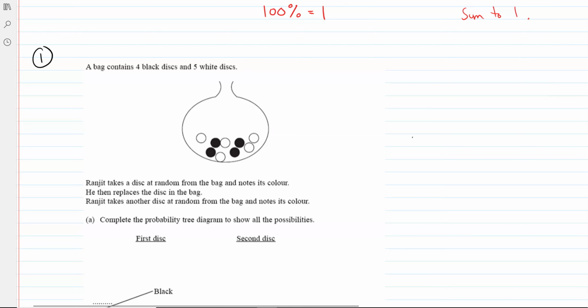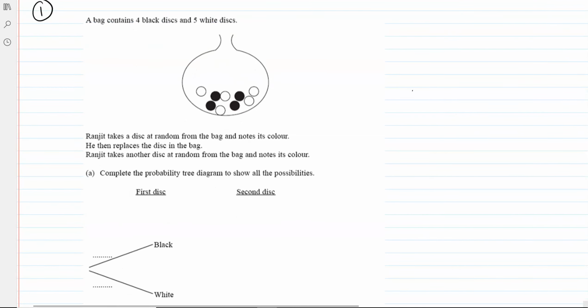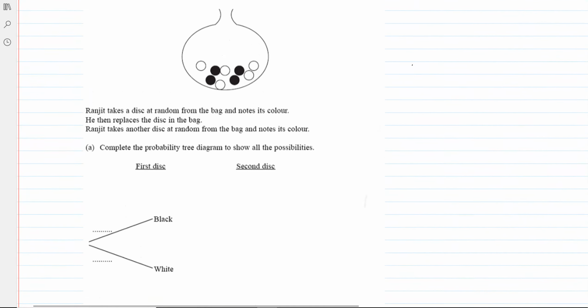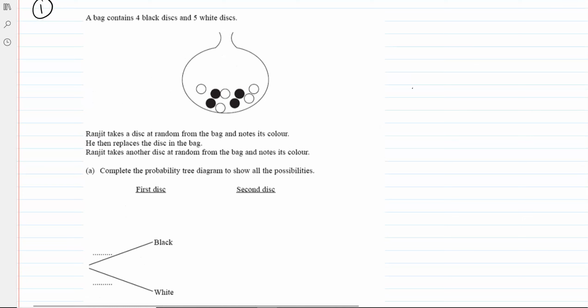4 black, 5 white. Ranjit takes a disc at random from the bag and notes its colour. He then replaces the disc in the bag. Ranjit takes another disc at random from the bag and notes its colour, and then complete the probability tree diagram, and then ask you a little follow-up question. Okay, so very similar to heads or tails.